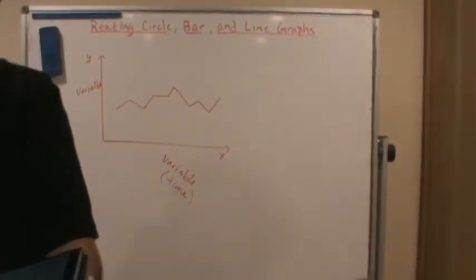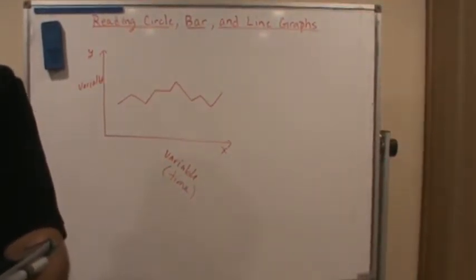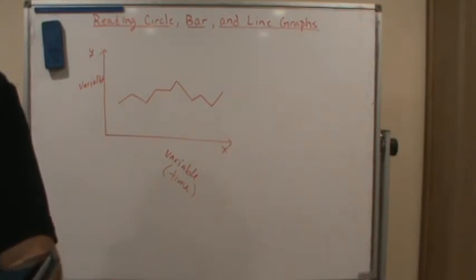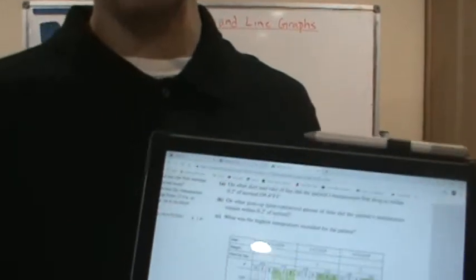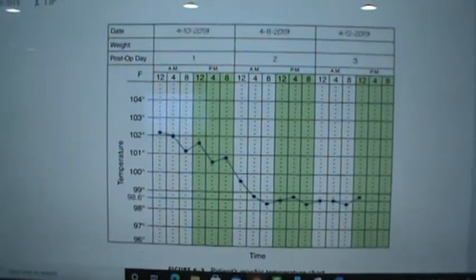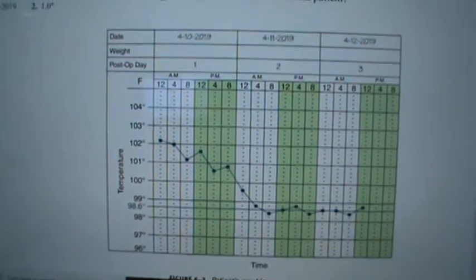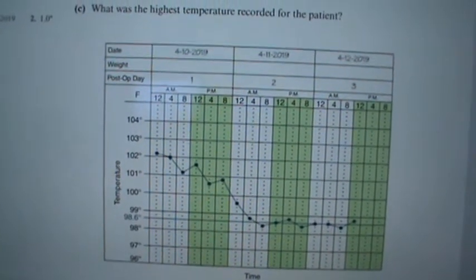So it says, on what date and time of day did the patient's temperature first drop to within 0.2 degrees of normal, which is 98.6 degrees Fahrenheit. Okay, so now here's the cool thing. On this one, they have a trend line, right? Notice at the bottom there, they've got a blue line that represents body temperature. So they've got a reference line there of 98.6.